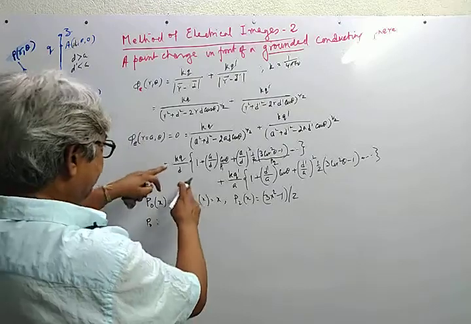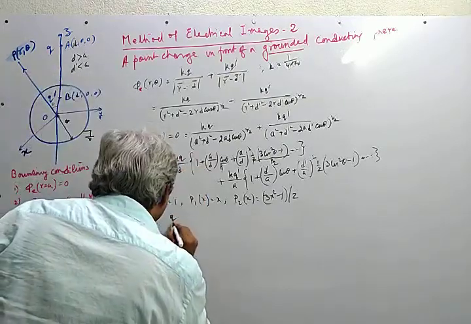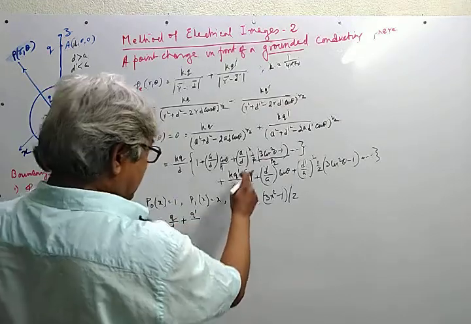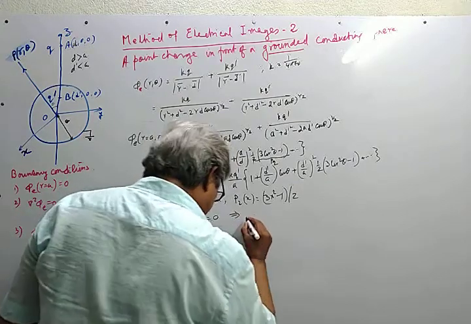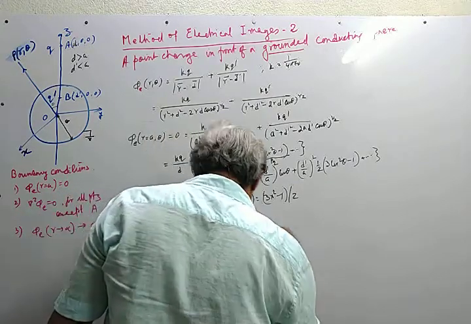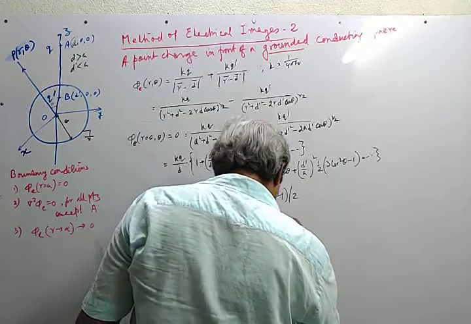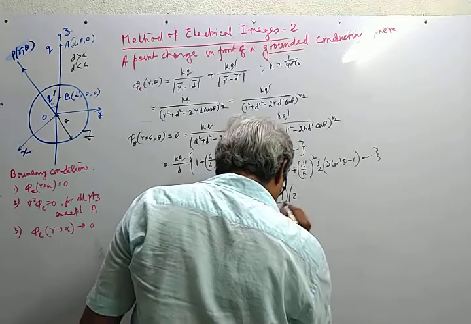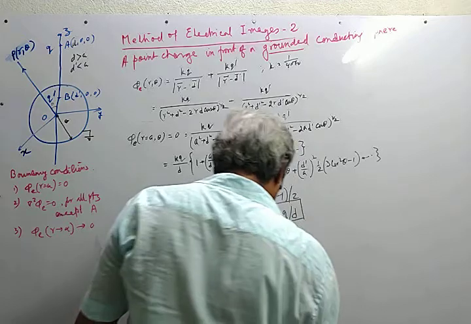The coefficient of P0 gives us Q by D plus Q prime by A is equal to 0, which immediately gives us Q prime is equal to minus AQ by D, which gives us the magnitude of the image charge.